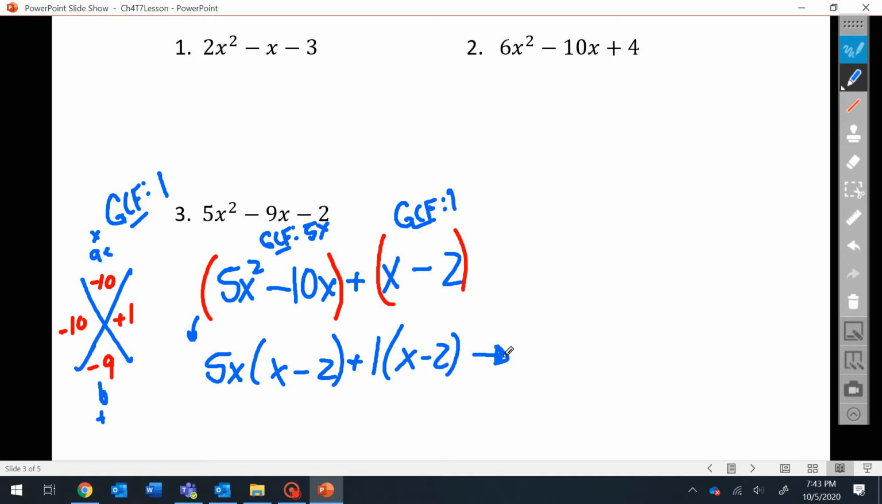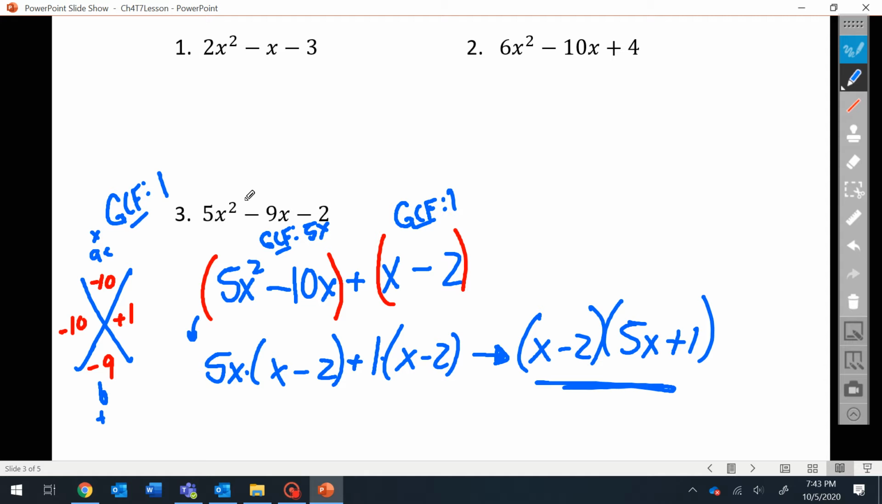And this is what I wanted, because now both of these terms, first term and the second term, they both have a factor of x minus 2. So I can factor out x minus 2, and what I'm left with will be 5x plus 1. And this is my factored form of 5x squared minus 9x minus 2. X minus 2, 5x plus 1.